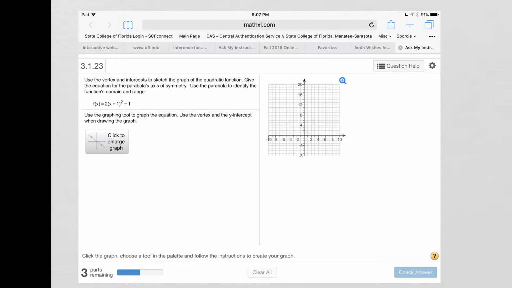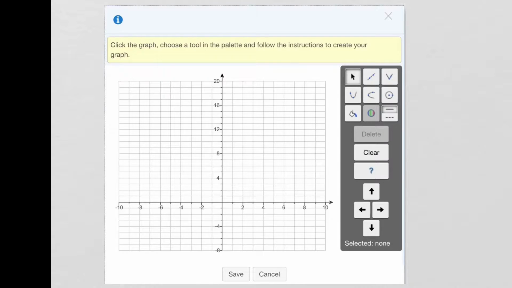So I click there, and let's see. And now I'm looking at the graphing tool. Now at this point, what I need to do is select the parabola. And this is a parabola. Now this is also a parabola. It's a sideways parabola though. That's not a function. You'll use that in pre-calculus, but for now we're just looking at regular function type parabolas.